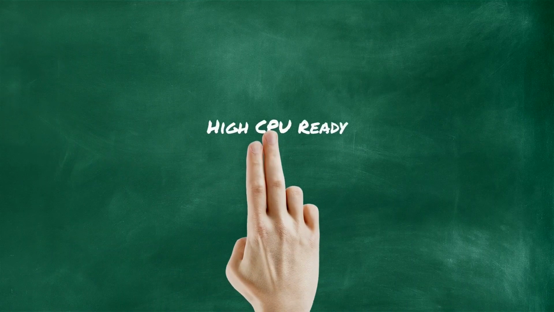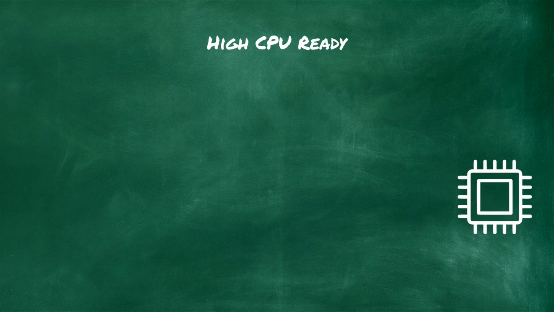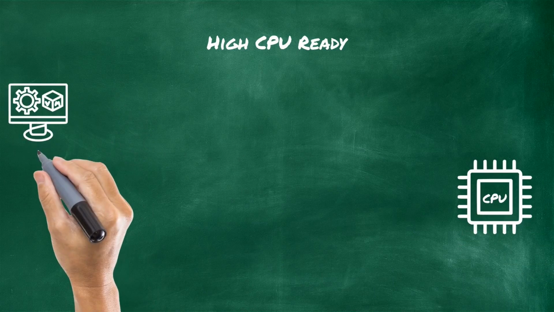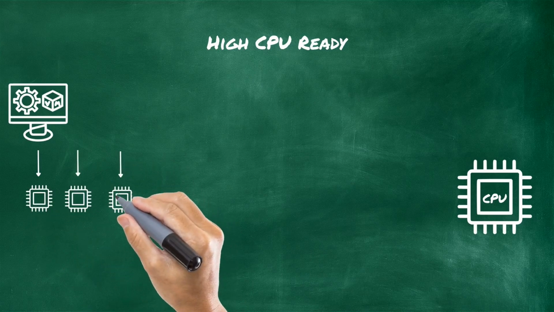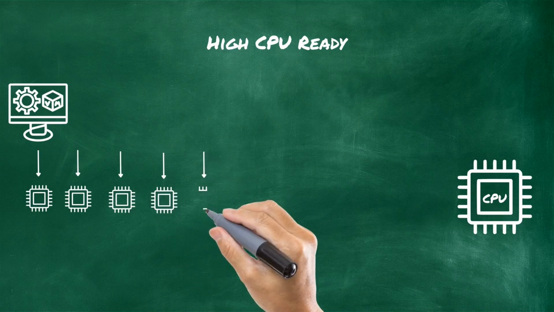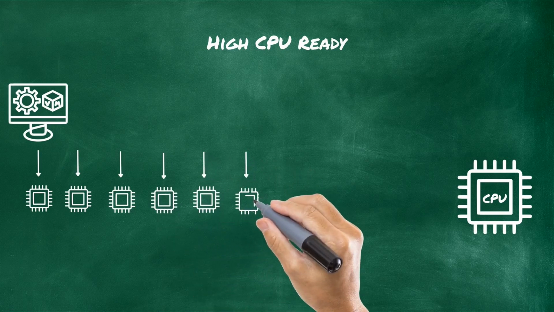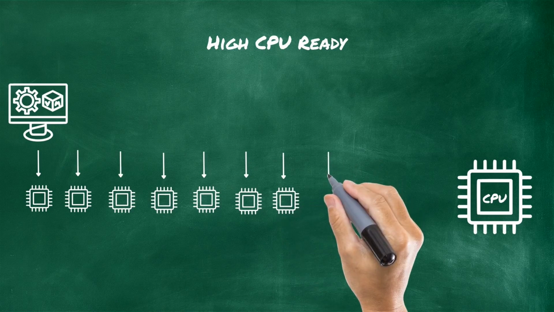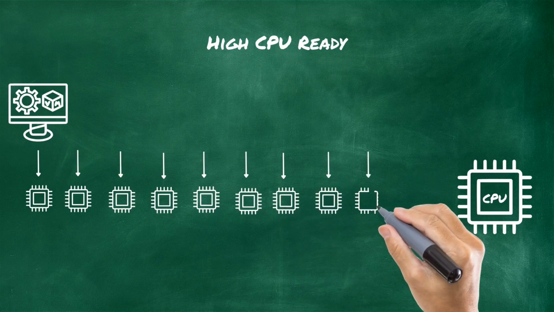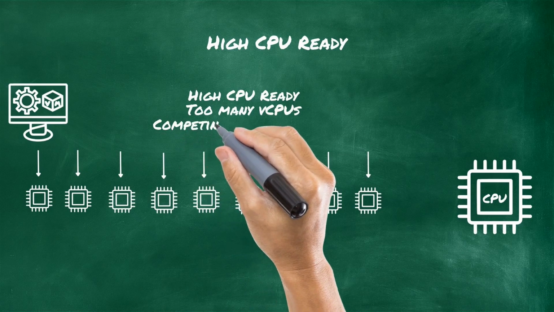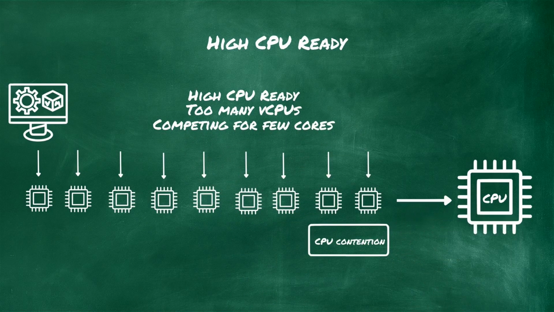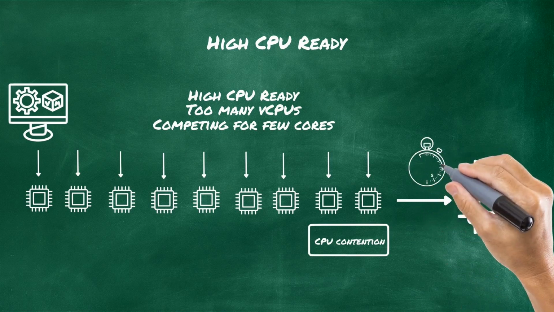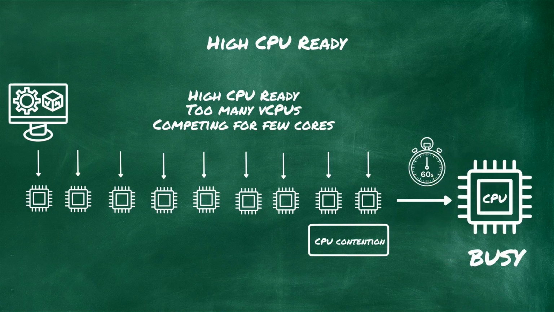One of the most common causes of high CPU ready is over-allocating vCPUs. Many administrators believe that giving a VM more virtual CPUs will automatically improve performance. But in reality, assigning too many vCPUs can make scheduling more difficult for the hypervisor. If a VM requires multiple CPU cores at the same time, the scheduler must find enough available cores. If those cores are not available, the virtual machine has to wait. And that waiting period directly increases CPU ready.